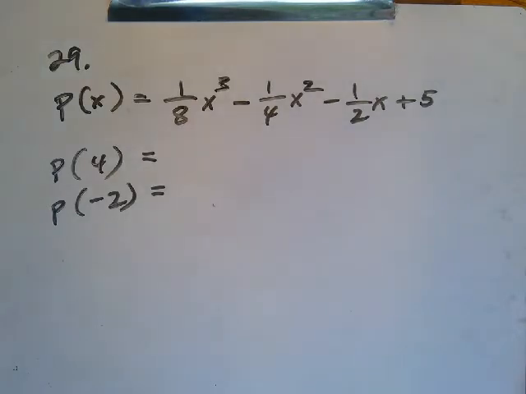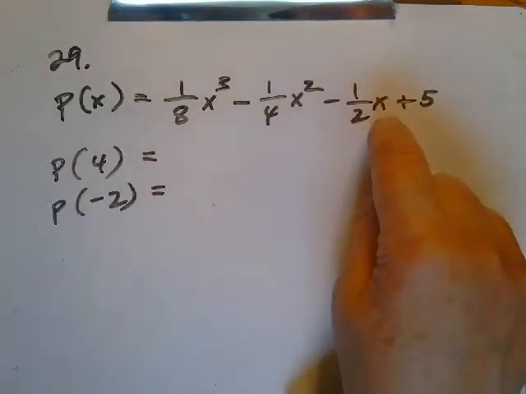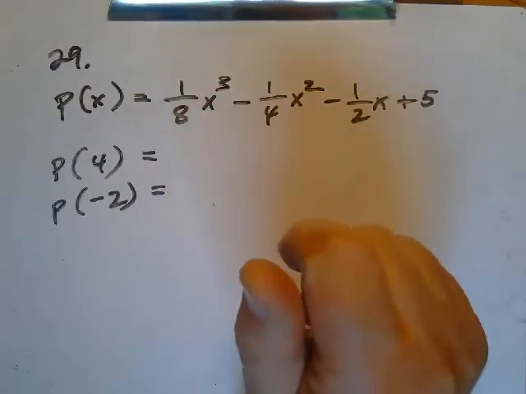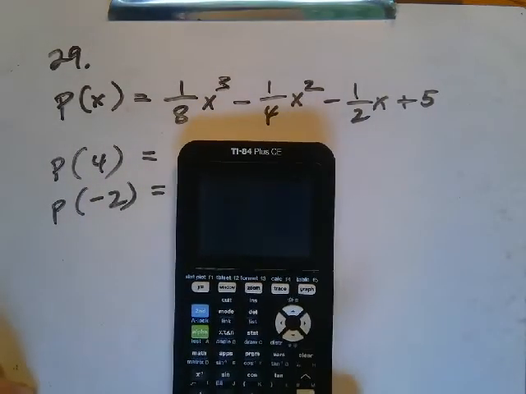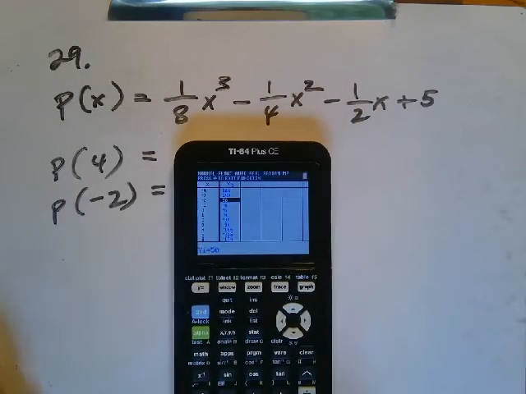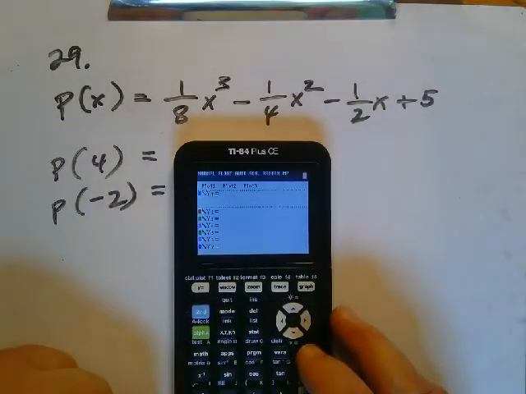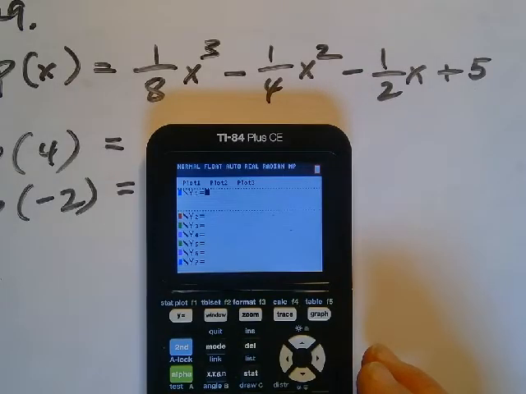All right, here's problem number 29, and this looks like it would be an overwhelming task to find P of 4, to stick 4 in there in all the places and try to do the arithmetic here, especially with these fractions. So if we use our calculator, we can just stick everything in. And so I'm going to do that. I'm going to plug this into the calculator here in the y equals screen. So let's clear it out. I want you to do it with me while you're doing that. Let's make this a little bit larger so you can see it.